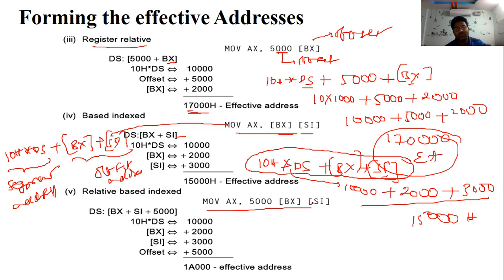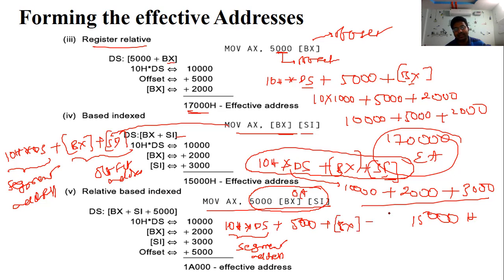Now see how to write this one. 10H into DS. This is the segment value, the segment address only. All the remaining is the offset address. Now write down 5000 plus BX plus SI. You just simply add all the values and you get the effective address. This is the way you calculate the address values.